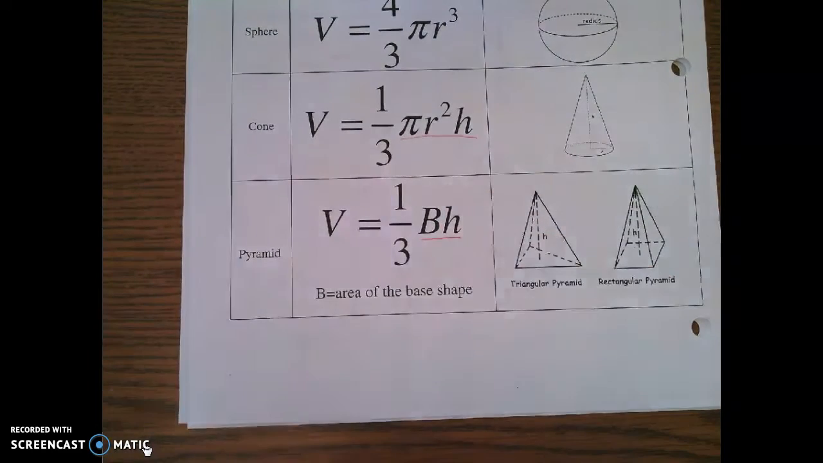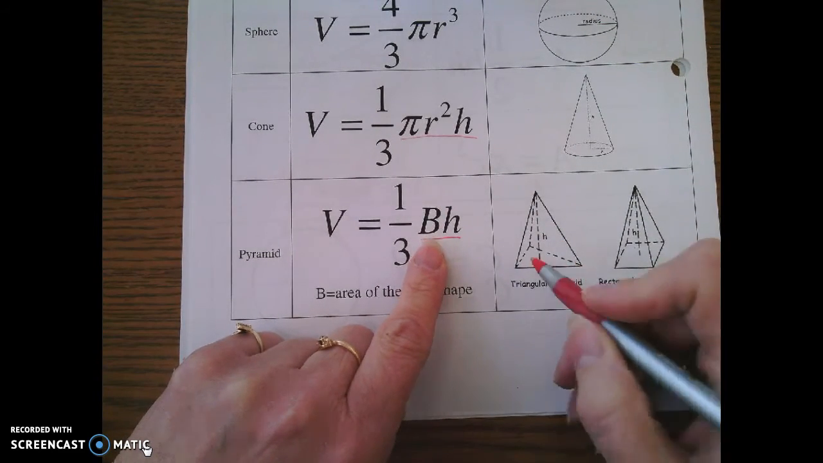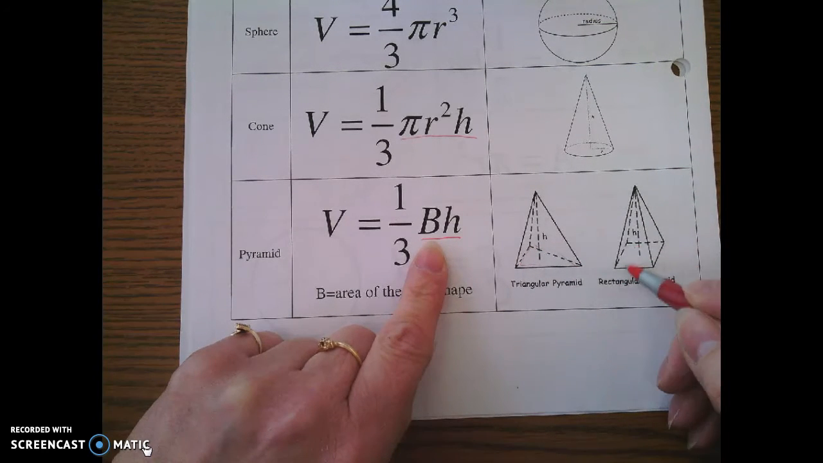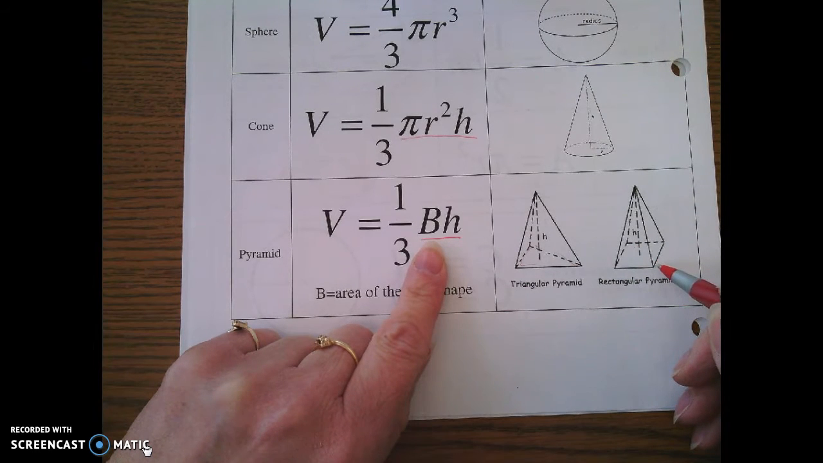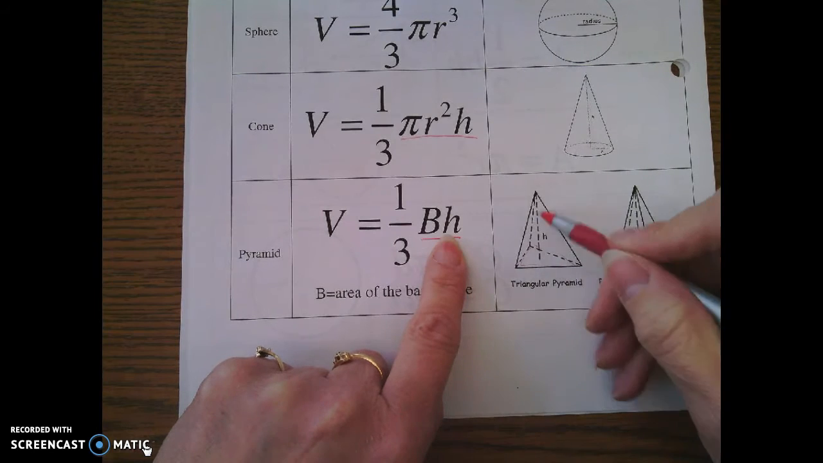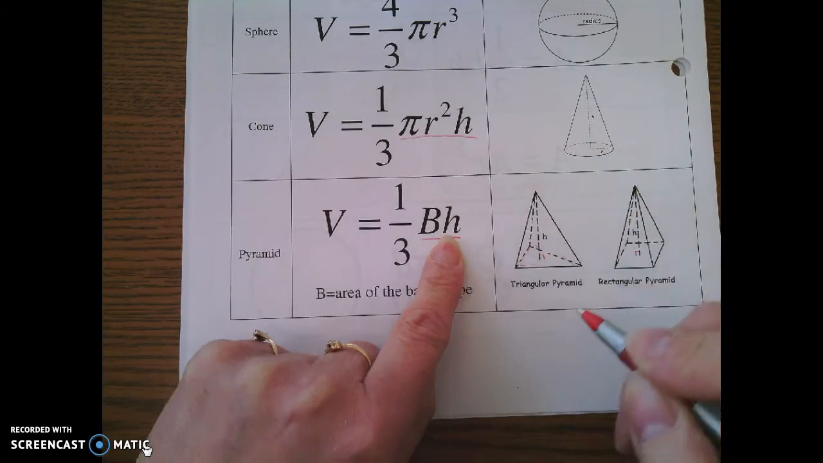All right, pyramid. 1/3 capital B times h. And again, capital B is the area of the base shape because a pyramid can have a triangular base shape, it could have a square base shape, it could have a pentagon base shape. So it's the area of the base shape times the height. And again, you know, you kind of look for those little perpendicular markings in there to find your height.